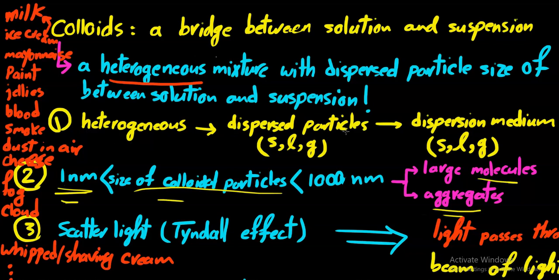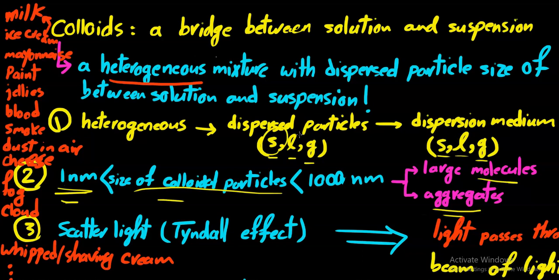In terms of colloid characteristics, it's really important to know that colloids are heterogeneous material, and the dispersed particles can be either solid, liquid or gas. And the dispersion medium can be either solid, liquid or gas. It's really important: in suspensions the dispersed particles are always solid, but in colloids the dispersed particle can be solid, liquid or gas, and the dispersion medium can be solid, liquid or gas.